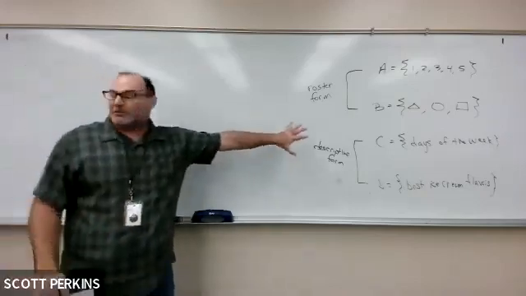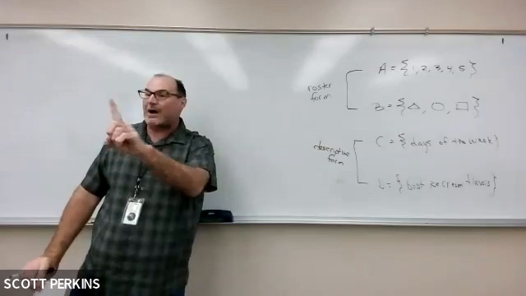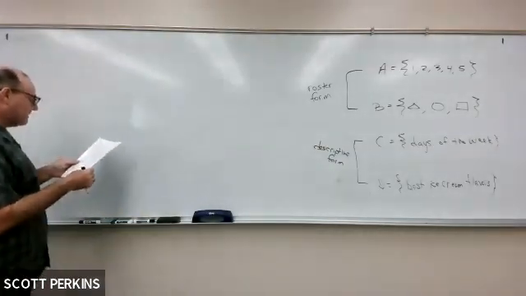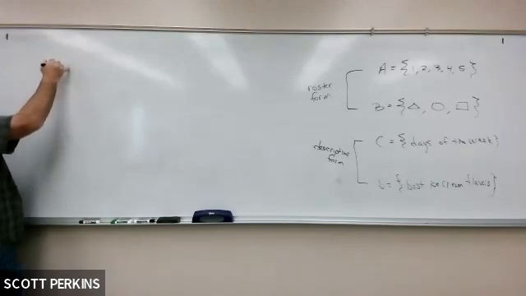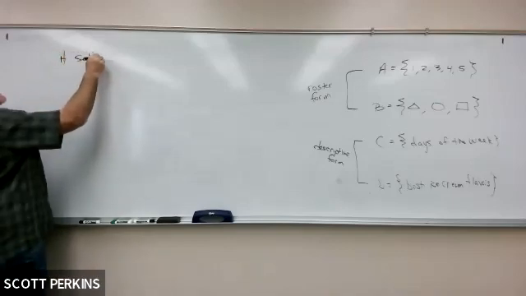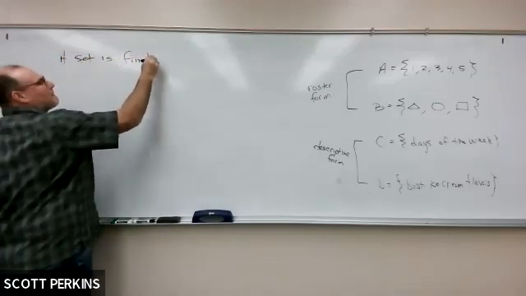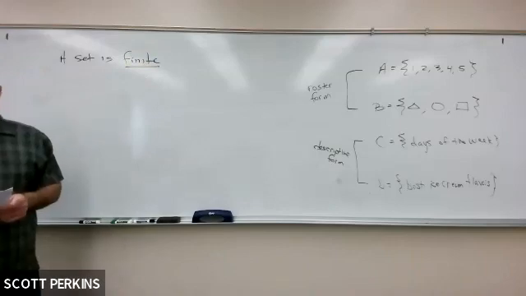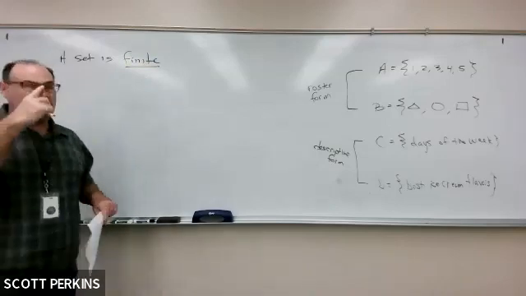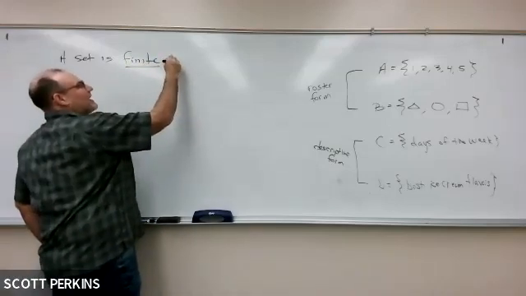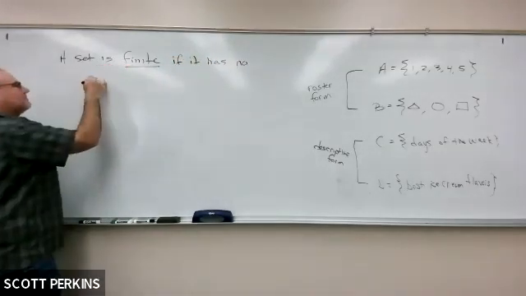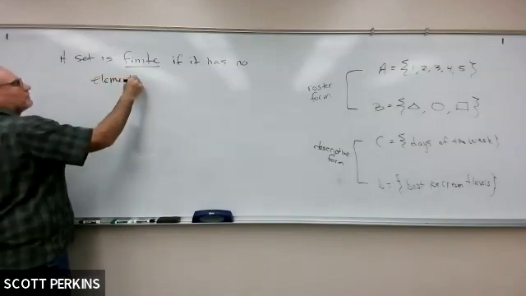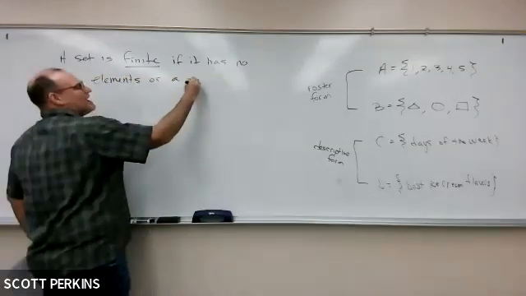We've looked at a couple different ways to write a set. There's going to be one more way that we'll talk about when we flip the page. But the next thing is the idea of the size of a set. And so a set is finite. A set is finite under 2 conditions. It's finite if it has no elements, so if it's empty, or a natural number of elements.